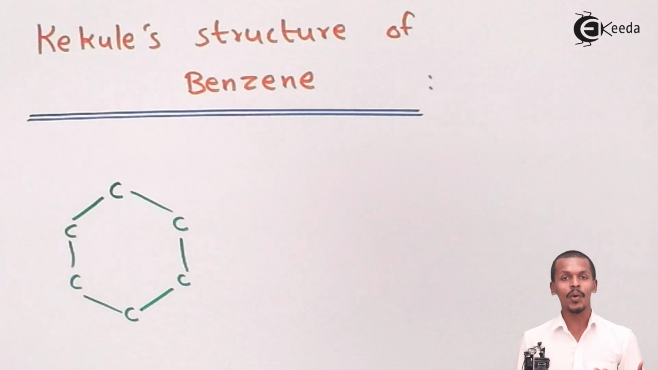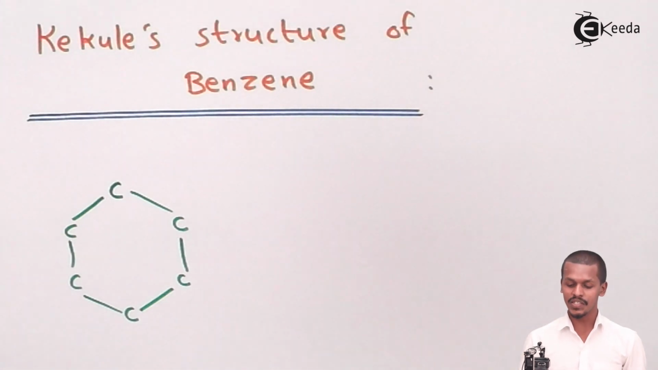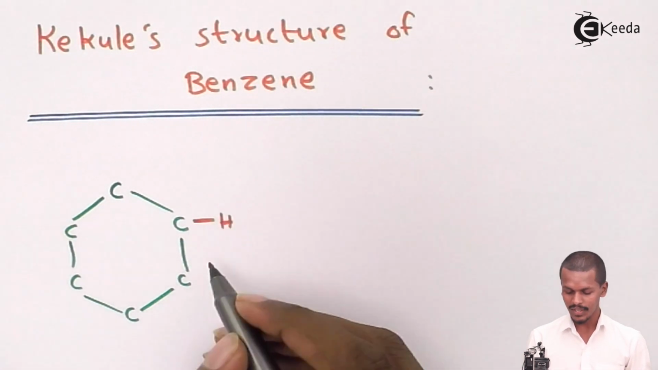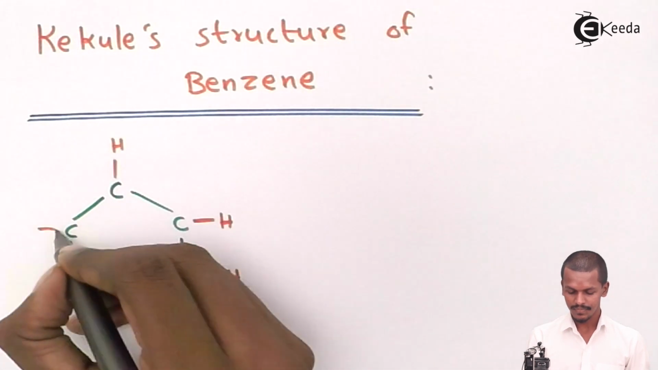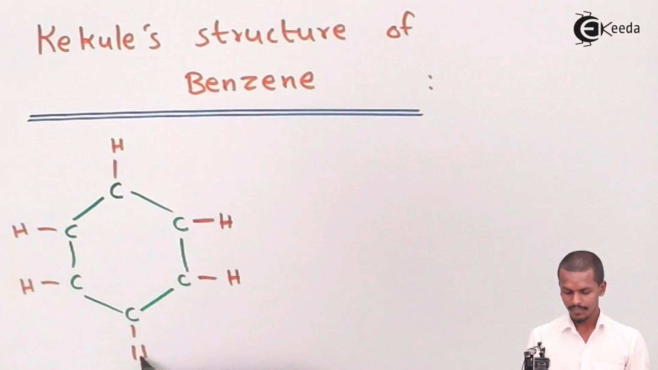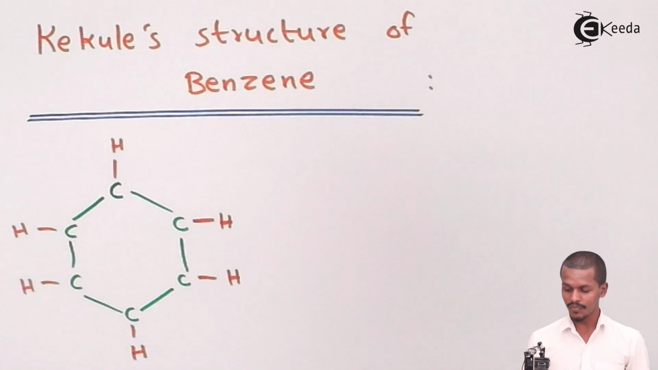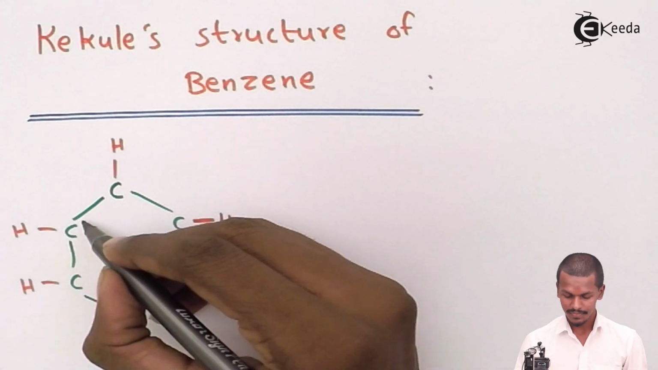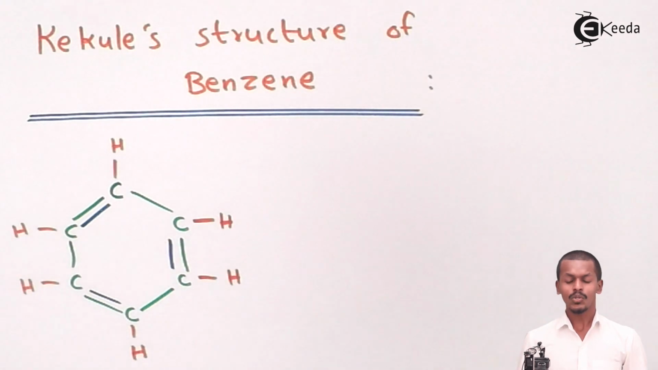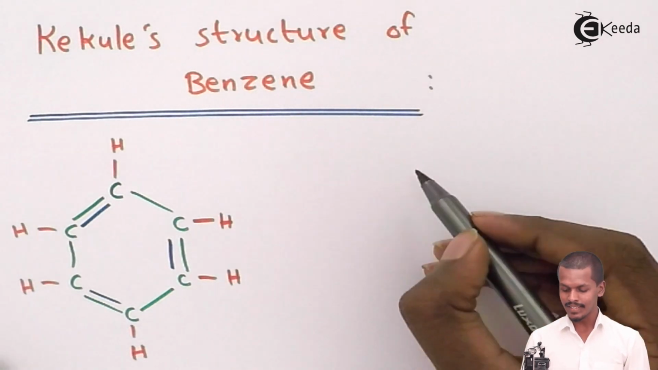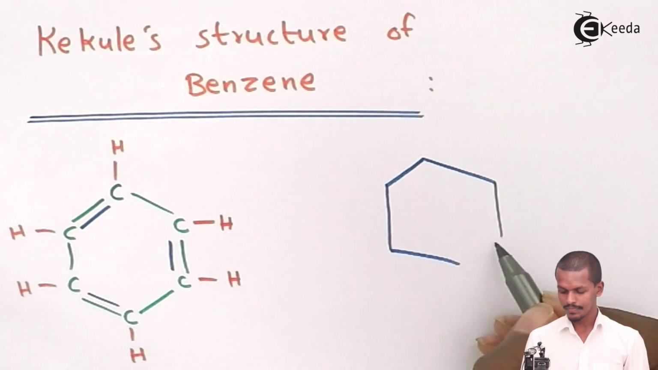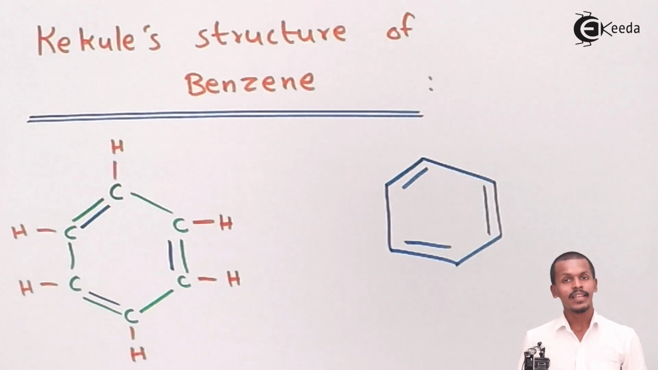So this was the cyclic form of the carbon atoms, and each carbon atom carried a hydrogen atom over here. As you can see, the carbon-carbon double bonds were in alternate positions. Therefore, I could write it in this form, and eventually this structure could be written in this form also. So this is the structure of Kekule.